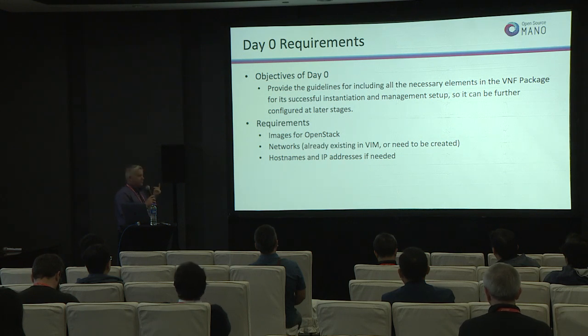Requirements for that, well, you're gonna need your images in OpenStack. We're gonna need to find out all about your networks, whether they exist or not. IP addressing schemes may come into play there, because it may be a network that already exists in the carrier and you have to adhere to their subnet. And host names and IP addresses as needed.